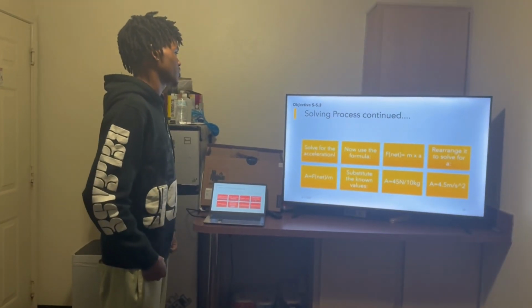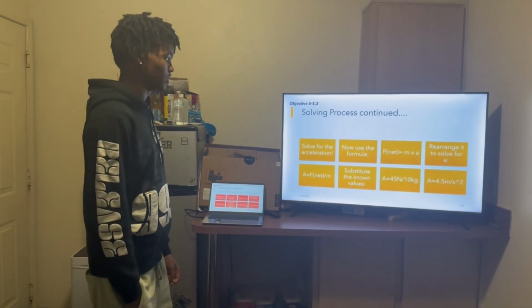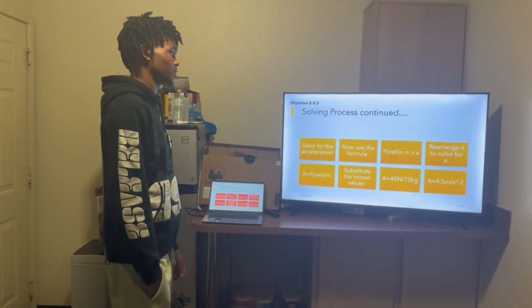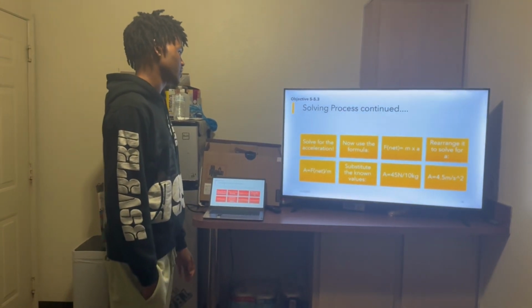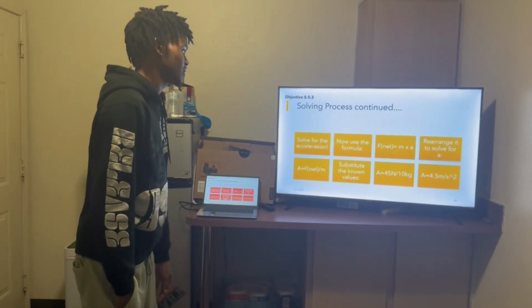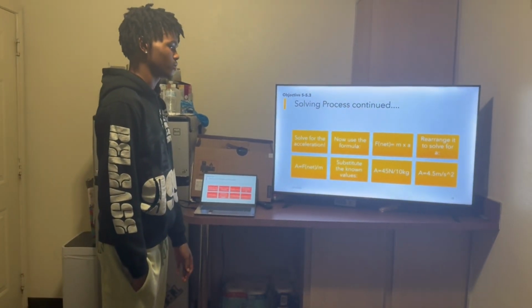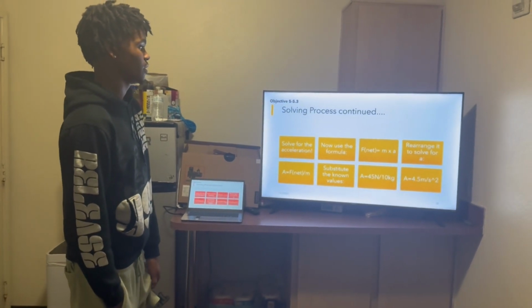Solving process continued. Solve for the acceleration. Now use the formula F net equals m times a. Rearrange it to solve for a: a equals F net divided by m. Substitute the known values. a equals 45 newtons divided by 10 kilograms. So a will equal 4.5 m/s².